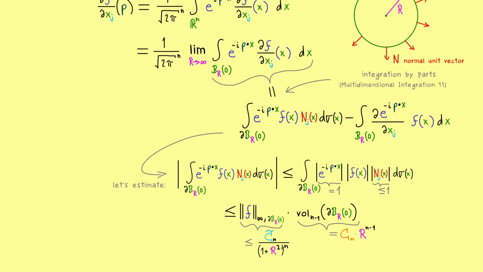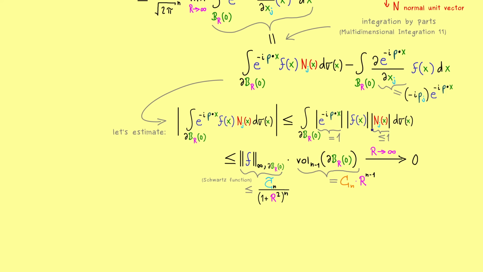Now you see that the power in the denominator is definitely higher than the power in the numerator. So I don't have to tell you more: when we send r to infinity, this whole thing goes to 0. In other words, this boundary term definitely vanishes in the limit process. Therefore only the second term remains, and it's easy to see that we just get minus i p_j in front. And there the minus sign just cancels, and we get exactly the result that we stated before.